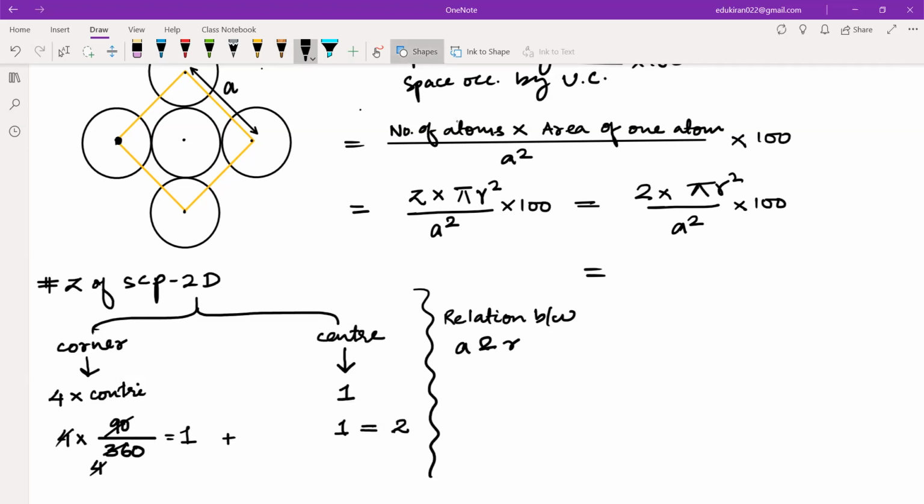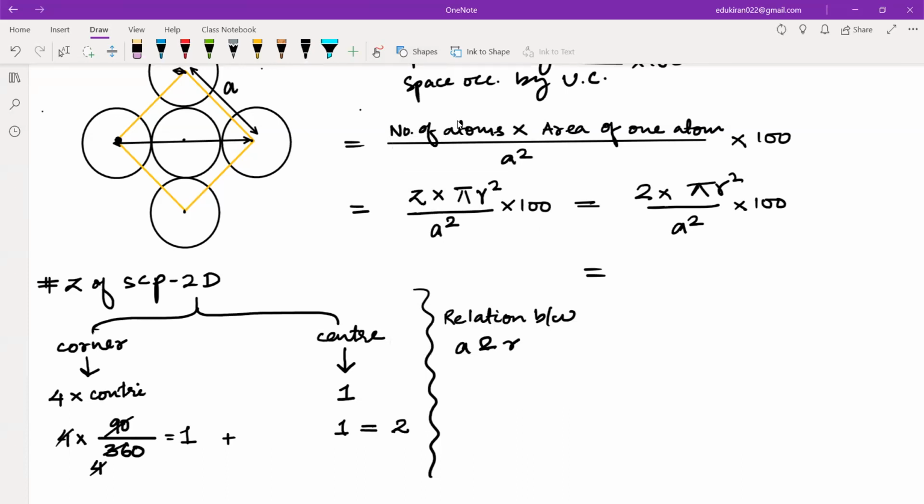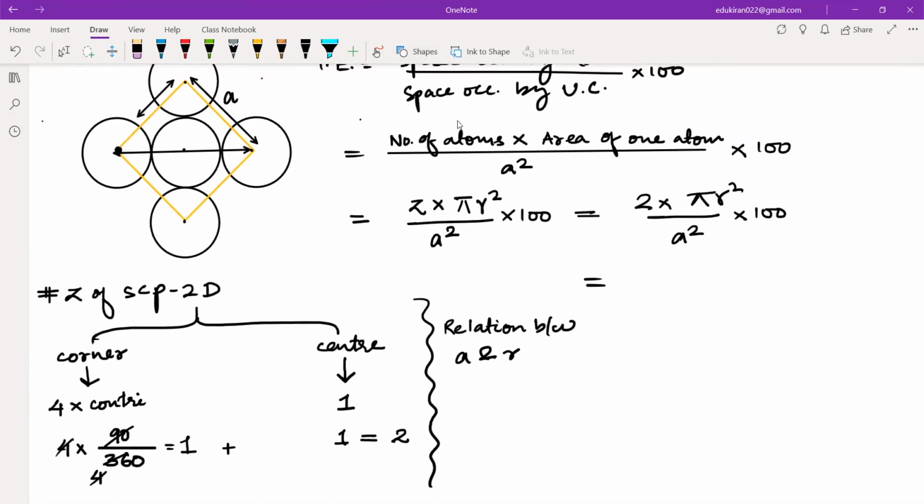Now, if you look at this part here, this is a face diagonal, yes or no? This is a diagonal of a square, correct? And if this is A, this is also going to be A, right? And what will be the value of this diagonal here? What will be the value? So A root 2. A root 2. Very good.